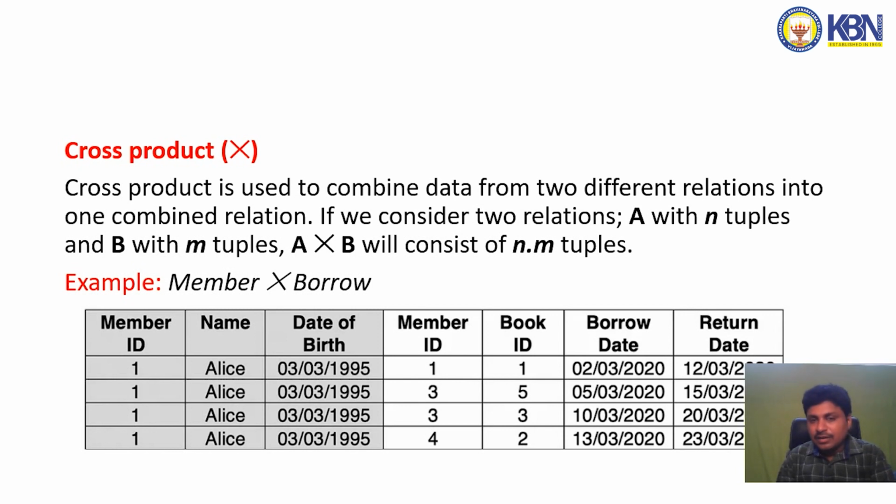So we take two relations of the tables. Member is one relation and borrow is another relation. The member relation has the member ID, name of the member, date of birth, and the borrow relation has the member ID, book ID, borrow date and return date. These two relations have n tuples and m tuples respectively. That means we are accessing these variables this way.